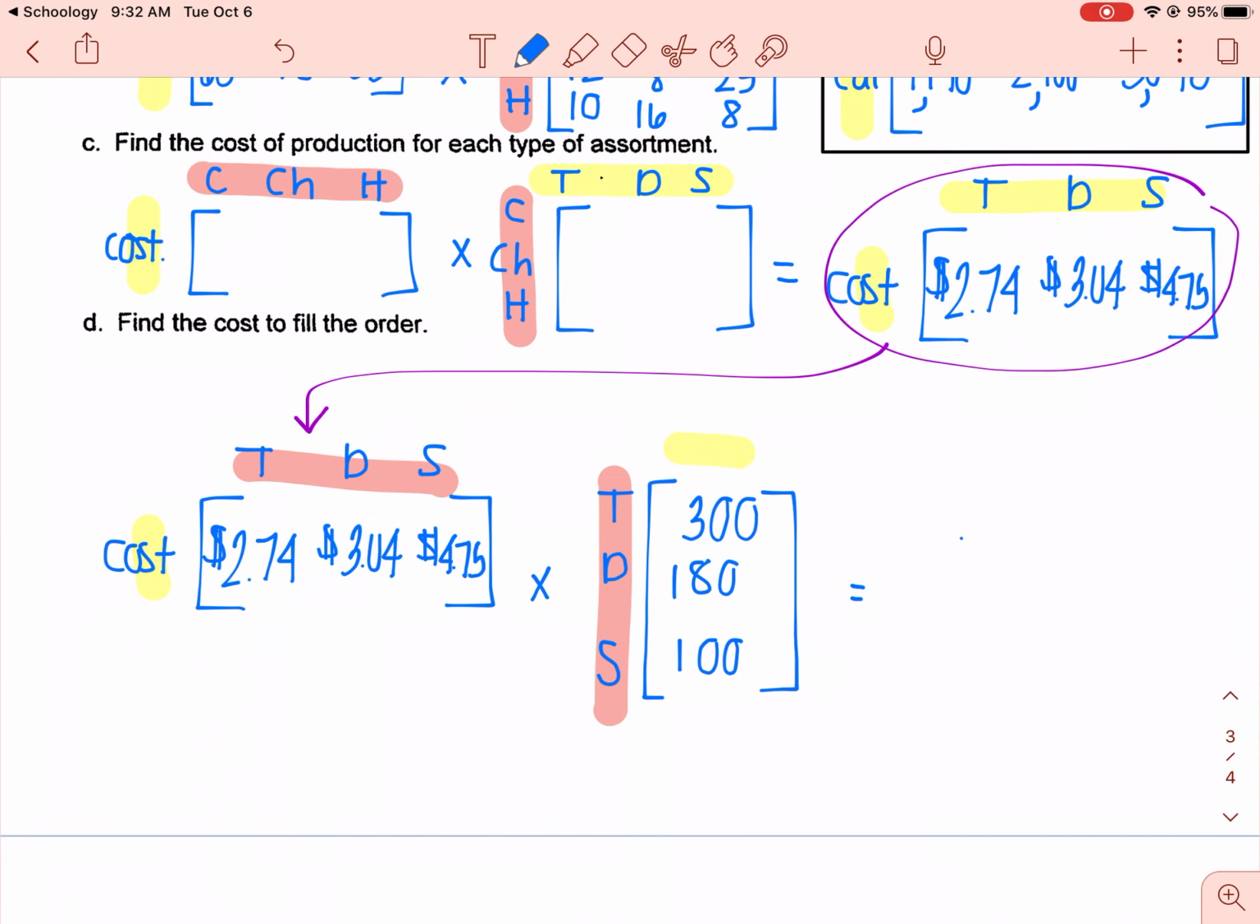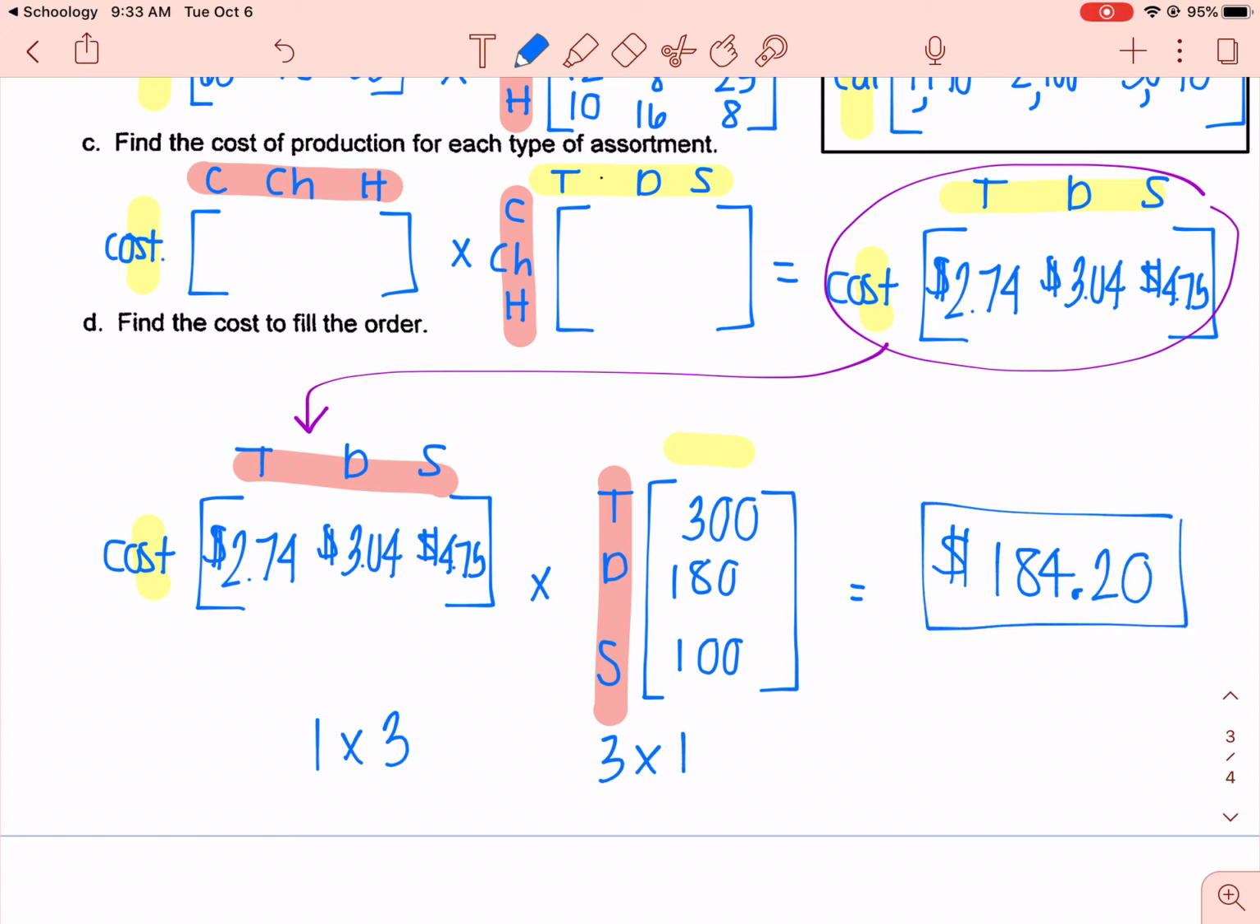Multiply these two matrices together. You're going to end up with cost in total, right? Because it's going to be a 1 by 3 times a 3 by 1. So my result's a 1 by 1. Do this multiplication. You should get 184.20. That's how much it costs.